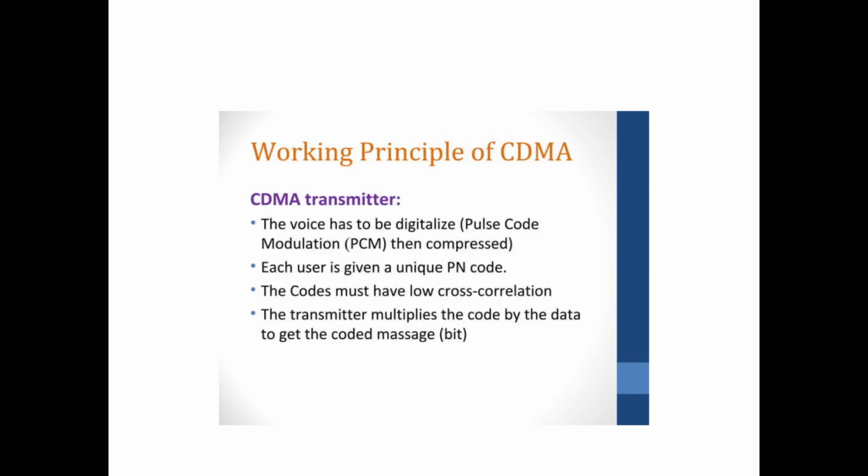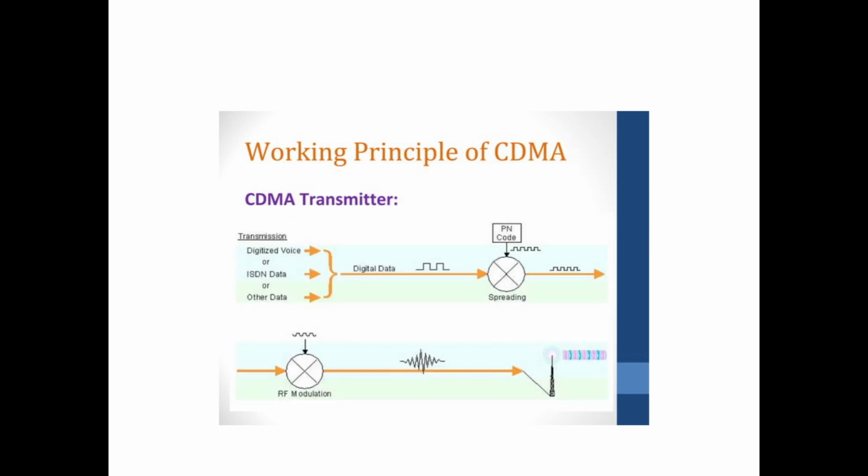Working principle of CDMA. The voice has to be digitized by pulse code modulation and then compressed. Each user is given a unique PN code. The code must have low cross correlation. The transmitter multiplies the code by the data to get the coded message.